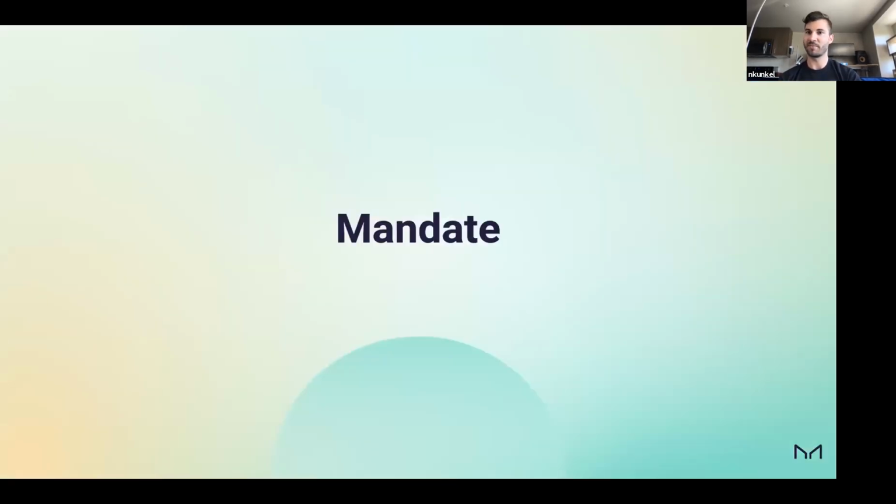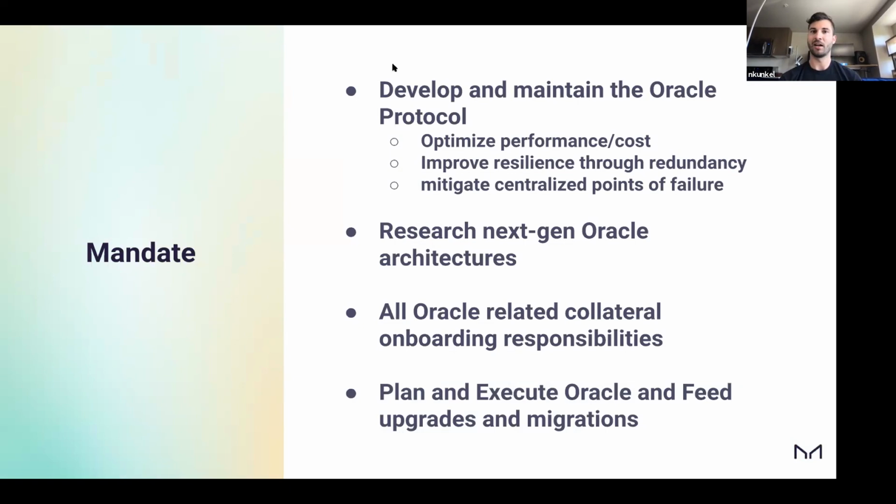Okay, so with that kind of out of the way, I want to talk about what the mandate is of the Oracle protocol. What are the things that we're going to be responsible for, and it's quite extensive. I'm not going to lie.